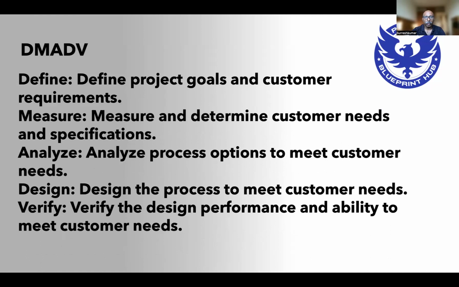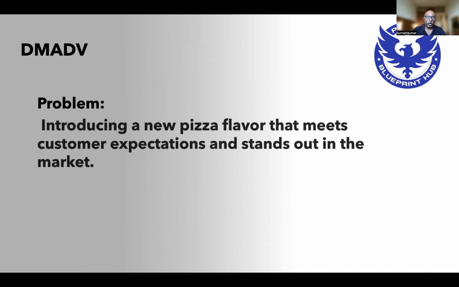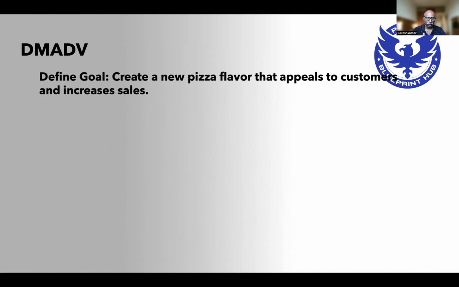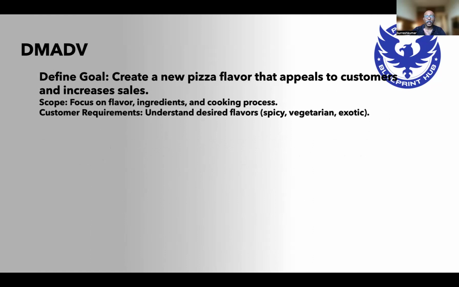You need to define the project goals and customer requirements, measure and determine the customer needs and specifications, and analyze them. Analyze the process options to meet the customer needs, design the process, and verify the design performance and ability to meet the customer needs. Suppose the problem is introducing a new pizza flavor that meets customer expectations and stands out in the market. With DMADV, define the goals: create a new pizza flavor that appeals to customers and creates sales.